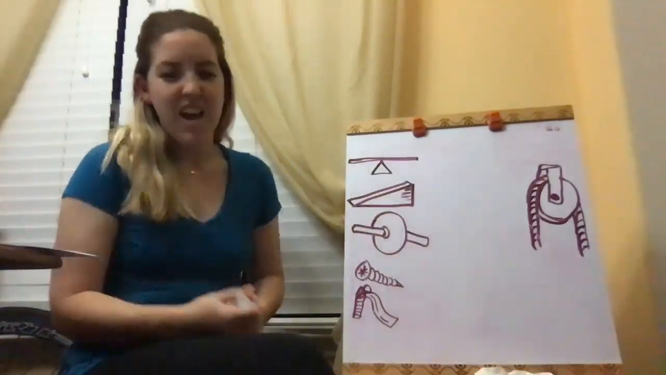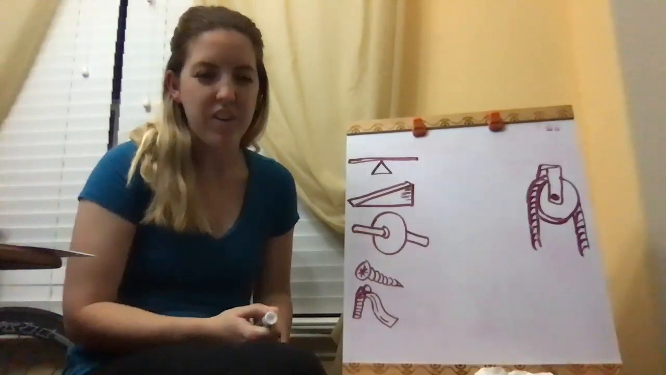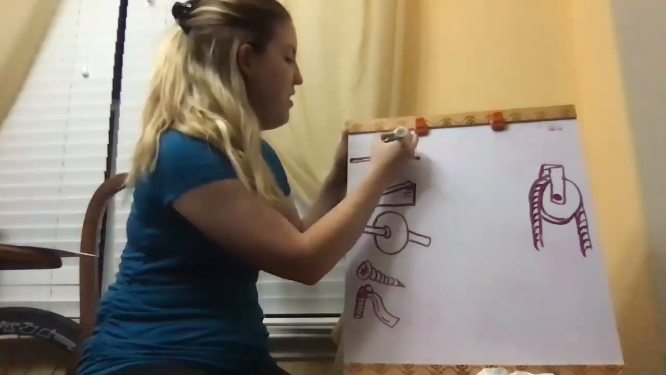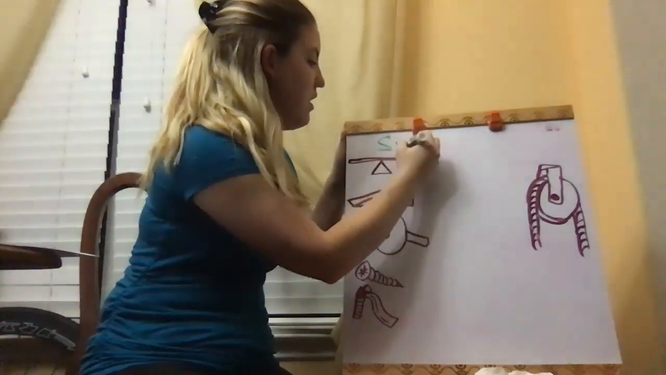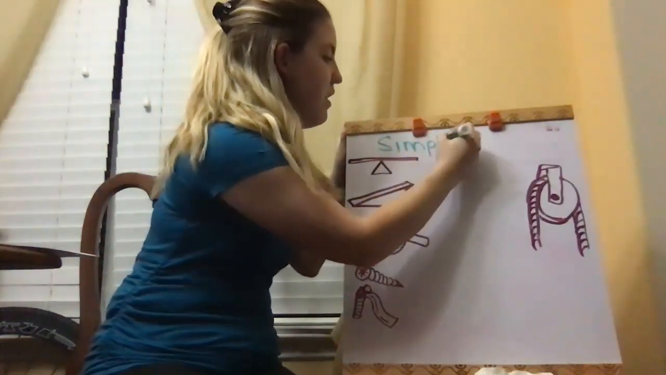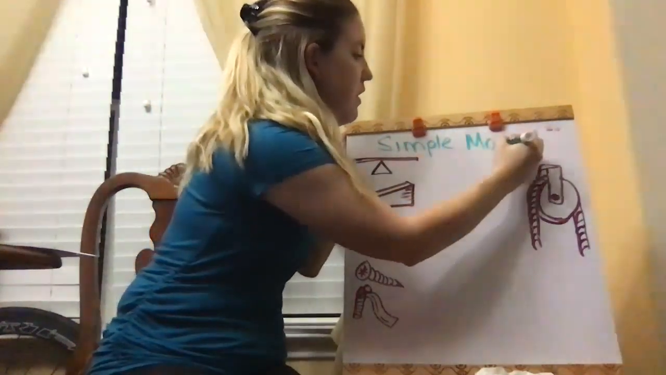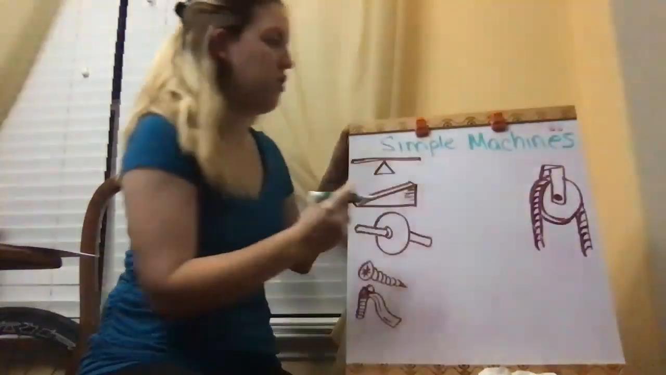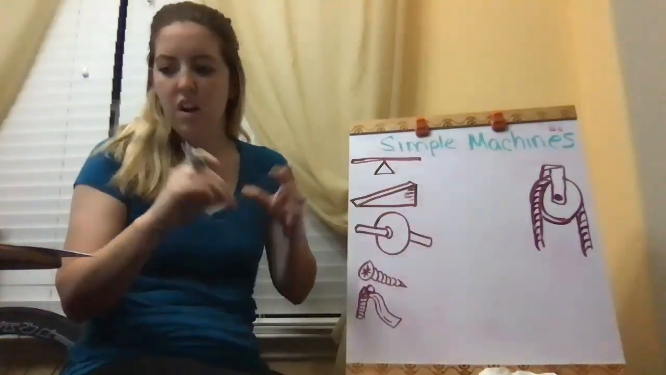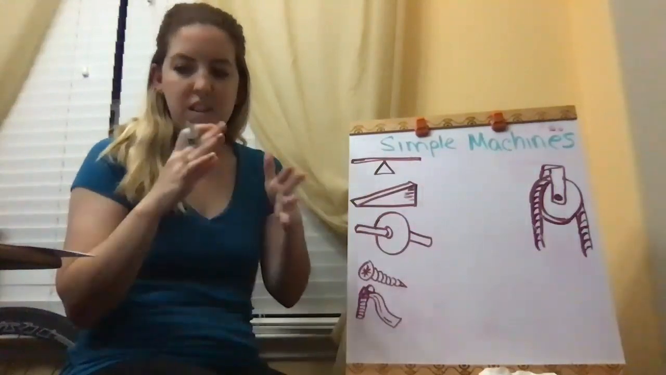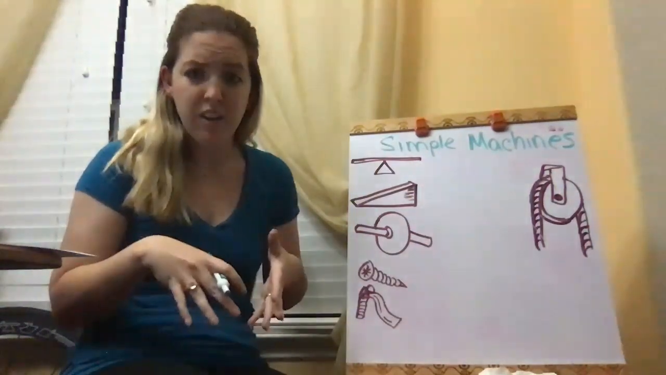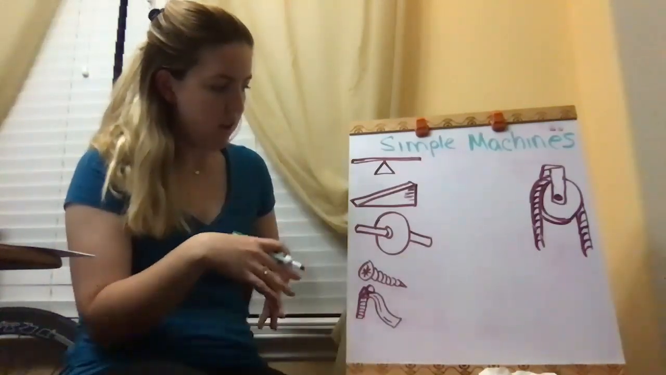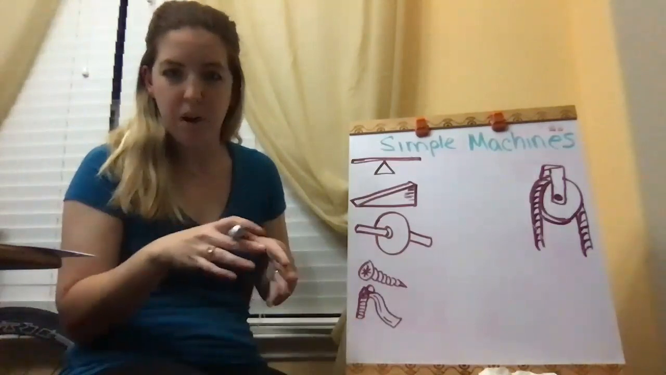Hi guys. So in this video, we are going to talk about simple machines. All right, I'm going to write that on the top. Simple machines. All right, now these simple machines are objects that help us do something better or faster. And I've drawn some pictures of the simple machines that we're going to talk about briefly.